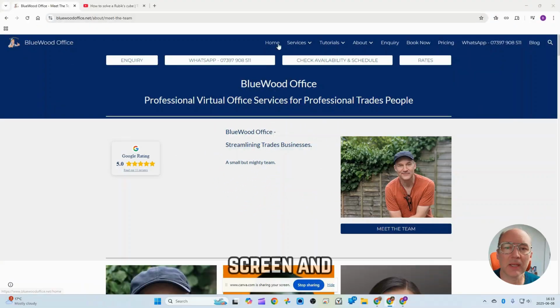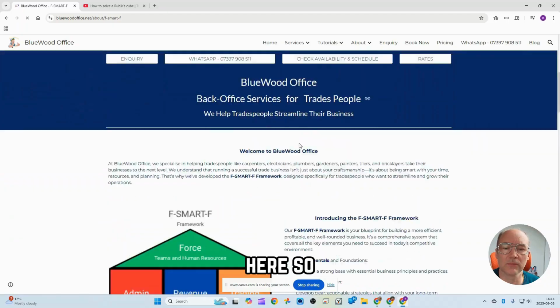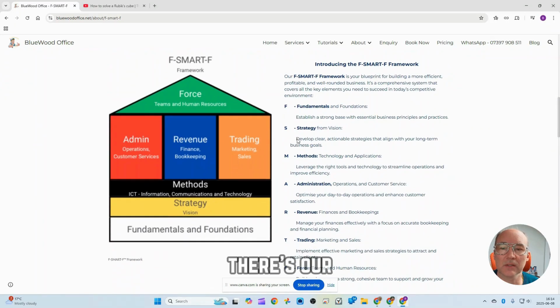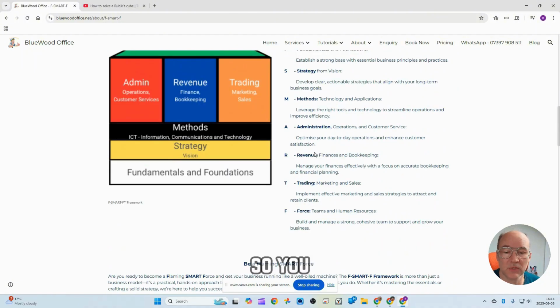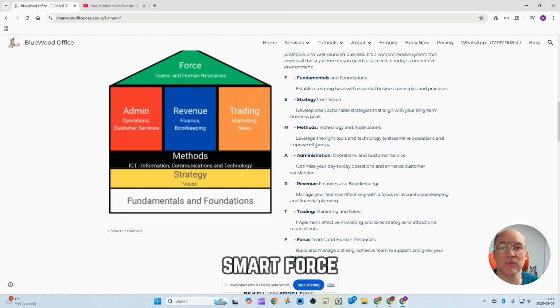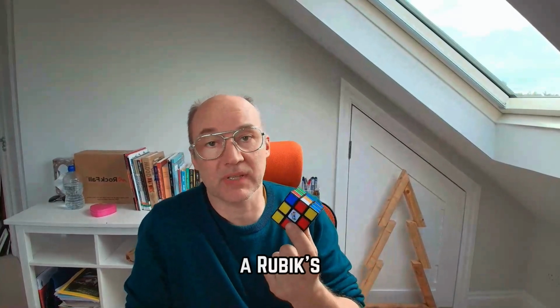I'm going to share with you a framework to use to build your trades business. I'm going to go here to the screen, and on the website bluewoodoffice.net I've got our framework here. So if I scroll down this page, there's our SMART framework. So you can be a flaming smart force. So this basically follows an analogy of solving a Rubik's Cube.